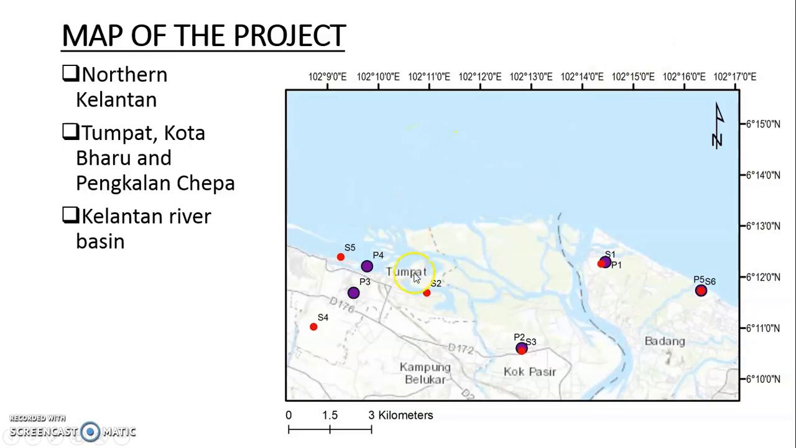Here, the location of the resistivity survey and groundwater sampling includes areas in Tumpat, Kota Baru, and Pekalan Ceper, which is in the Kelantan River Basin area. This is the Sungai Kelantan. As we can see here, there are purple and red dots. The red dots represent the groundwater sample locations, and the purple dots represent the resistivity profiles.